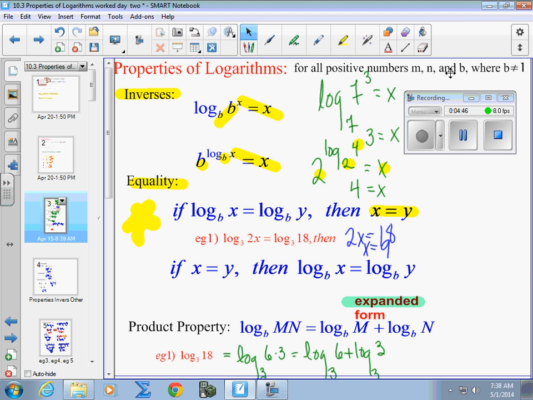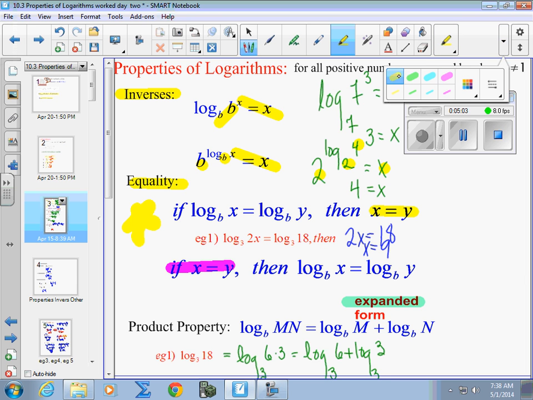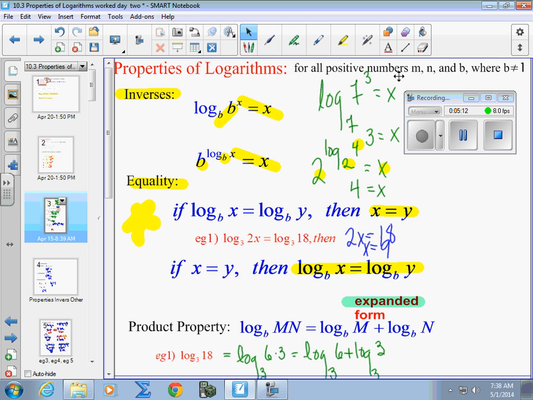The converse, like I said, is also true. The converse is the method or the way we use it most often. It says if x is equal to y, then we know that log base b of x is equal to log base b of y. Like I said, this is very important. I would put stars by these.